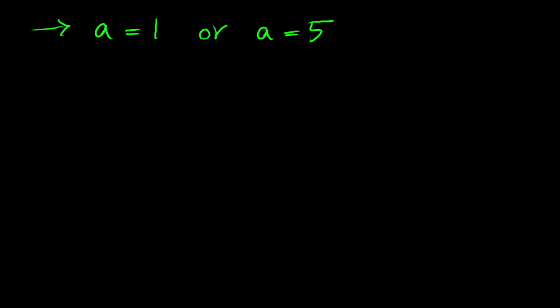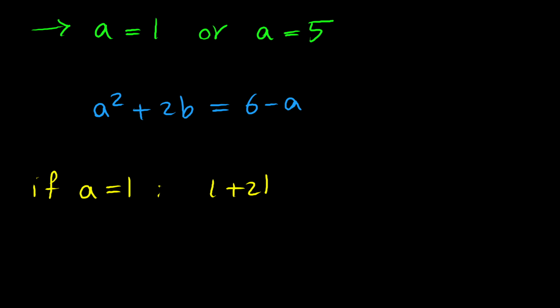Now, notice that the first equation of the system of equations was a squared plus 2b equals 6 minus a. Let's say that a equals 1. In this case, 1 plus 2b will equal 6 minus 1, which means that 2b will equal 4, which means that b is going to be 2. So if a equals 1, b is going to be 2.